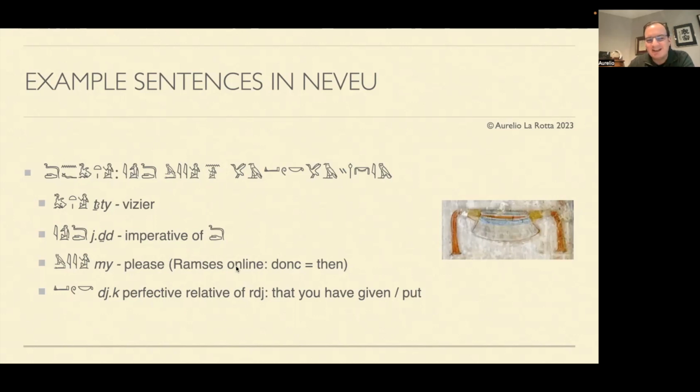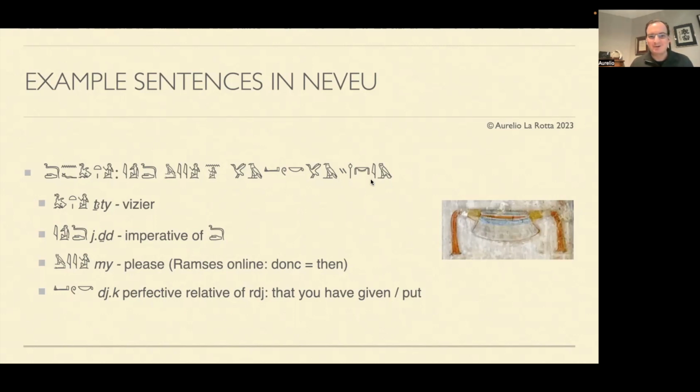Actually, Ramses Online, they have the French don for that, so they translate it more like then. Tell me then, tell me please. Who knows? Lesko transcribes it as please. I'll take his word for it. So tell me please. Tell me please what? Pi dik pi hedge im. I think this is a perfect relative. So that you have given or placed, that you have put this silver therein, which is basically a complicated way of making a relative sentence, and you translate it perfectly. Namely, tell me the place where you've put the silver, or this silver, I should say. And that's it.